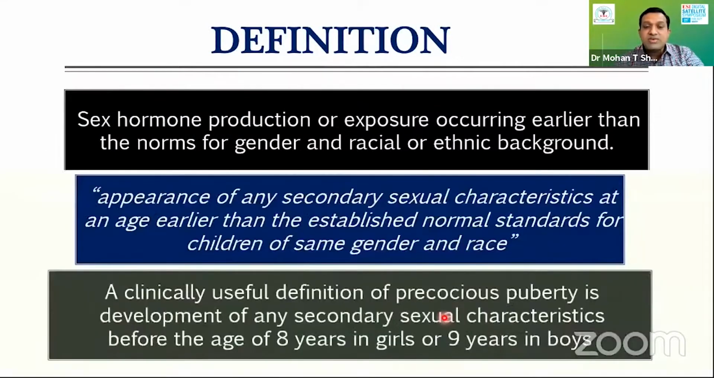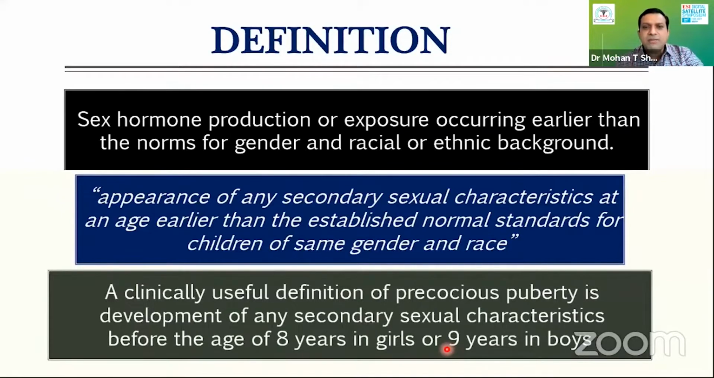In the textbook, we definitely have to have norms. So the appearance of any sexual characteristics at an age earlier than the established normal standards for children of the same gender and race, and clinically useful would be before the age of 8 years in girls or 9 years in boys. Of course, racial differences are there, which I will allude to in the coming slides.